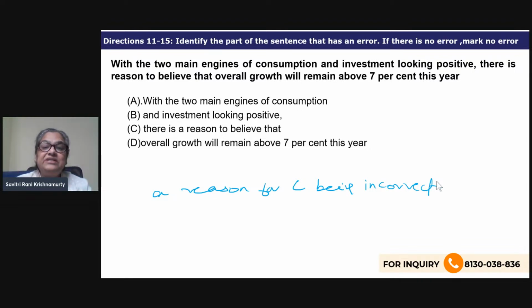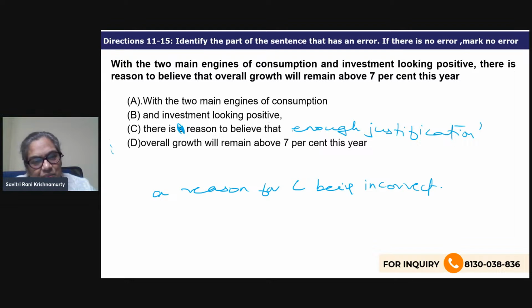A reason means one reason. There is a reason means enough justification. So here we are not talking about one reason. Here we are using reason to make sense, there is enough justification to believe. All right.